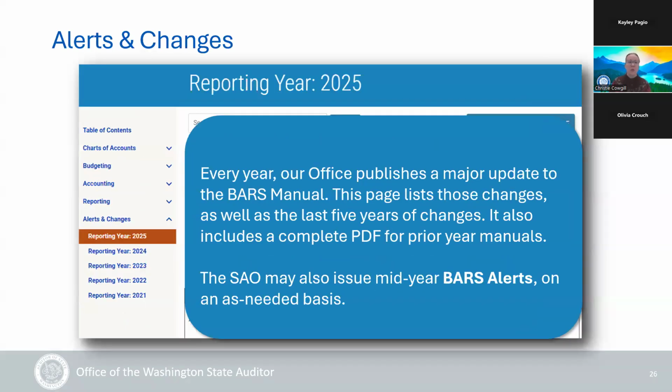That takes us to alerts and changes. Every year, we review the BARS manual and make changes to clarify existing guidance or add new guidance. The alerts and changes section gives a detailed description of what changed. The manual retains alerts and changes for the past 5 years.